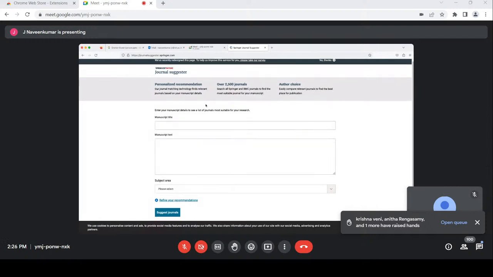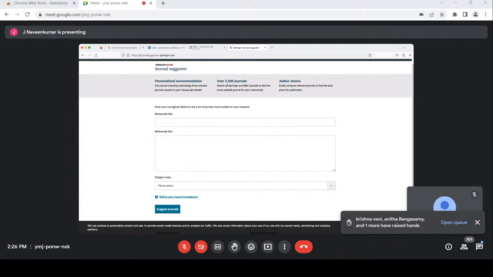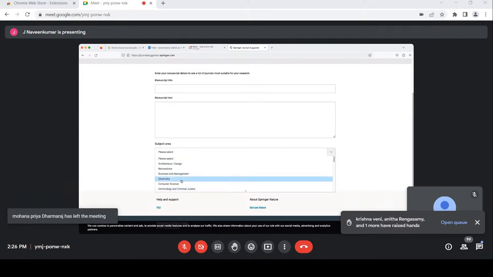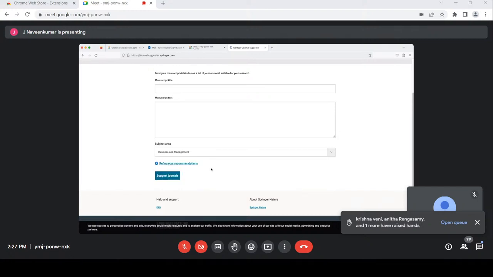Yeah. So what I have here is, I just need to understand these things. First is the manuscript title. I need to enter the title I'm going to keep for my manuscript, the research paper title, and I need to enter the abstract here, right? They have given a manuscript text box, but it is not necessary that you enter all the text here. We basically go with the introduction part or the abstract part. So just enter the abstract here and you can go on with your selection of your area or domain, right? If someone is working on computers, they can go with computer science. If someone is on chemistry, they can go with chemistry. Whatever area you are working on, you can just click on that area, and you can search for the journals, right?